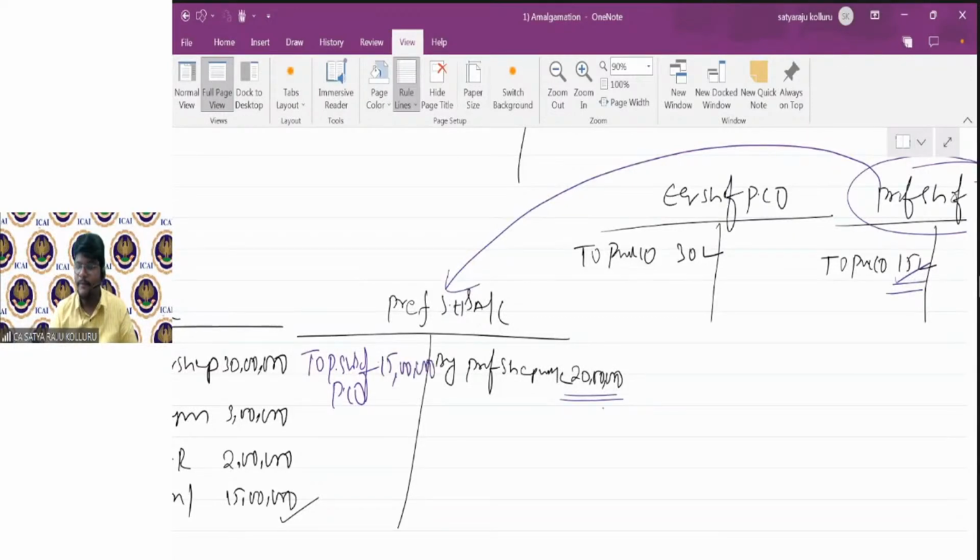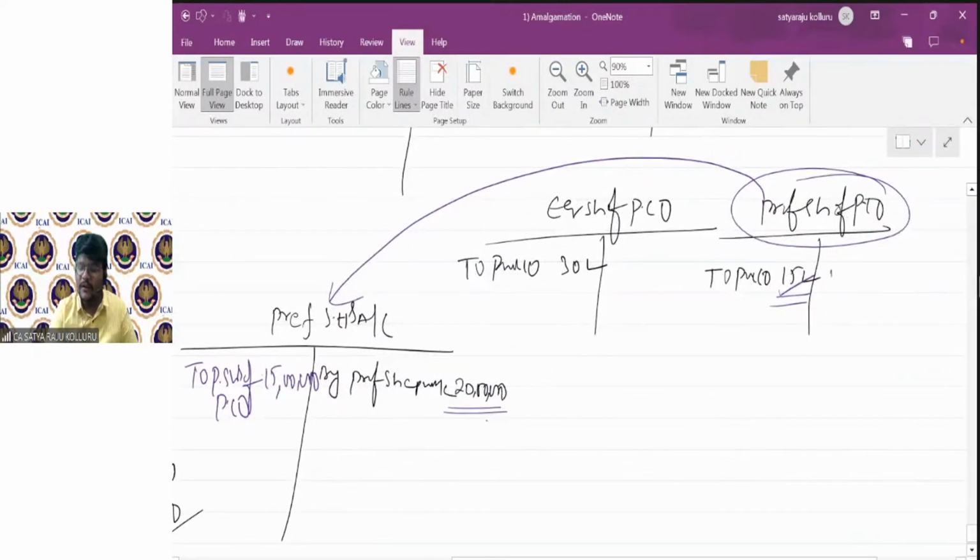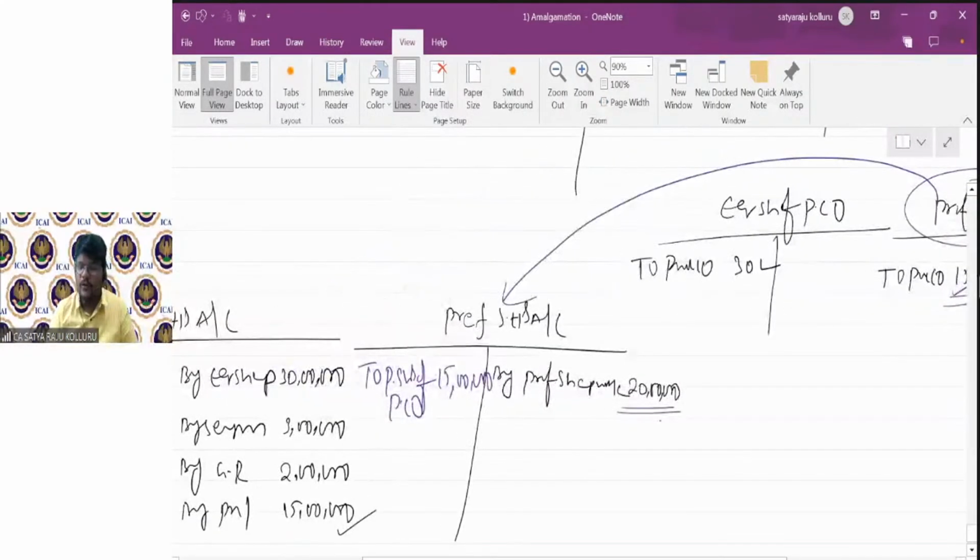15 lakhs. Sir, in preference shareholders to preference shares of purchasing company, then in preference shares of purchasing company by preference shareholders account, 15 lakhs. If you check, this account got closed. Now, if you come to the preference shareholders account, balance is there for 20 lakhs, but we just settled 15 lakhs. Sir, what about the other 5 lakhs?